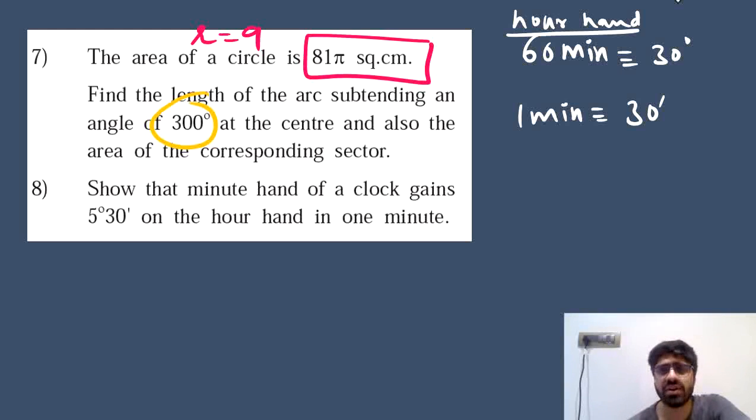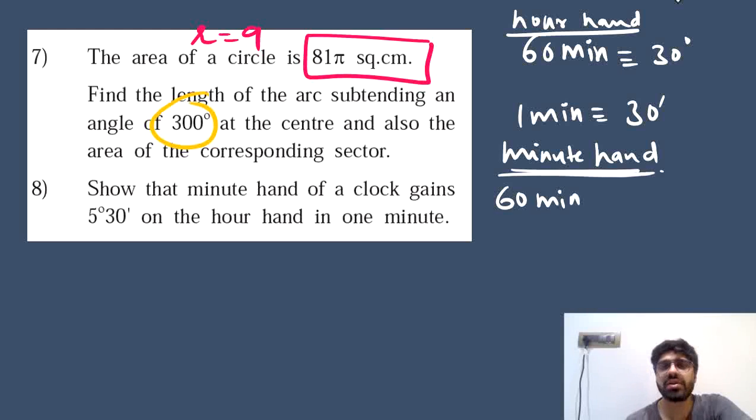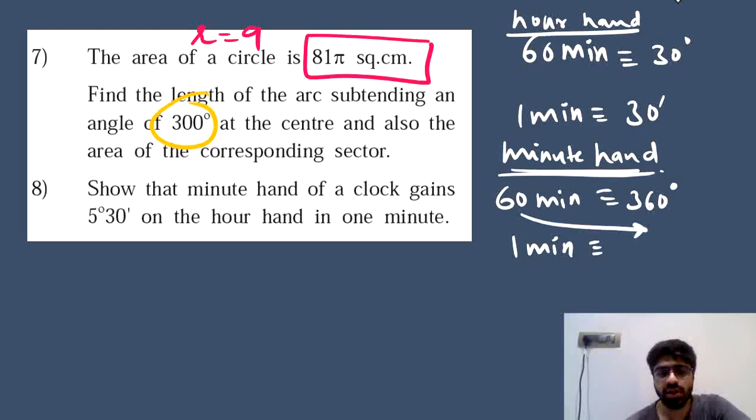Let's have the same calculation for the minute hand. In 60 minutes, the minute hand covers the entire circle. That is, the minute hand covers 360 degrees in 60 minutes. So in 1 minute, the minute hand is covering an angle of 360 upon 60, which is equal to 6 degrees. So the minute hand covers 6 degrees in 1 minute.